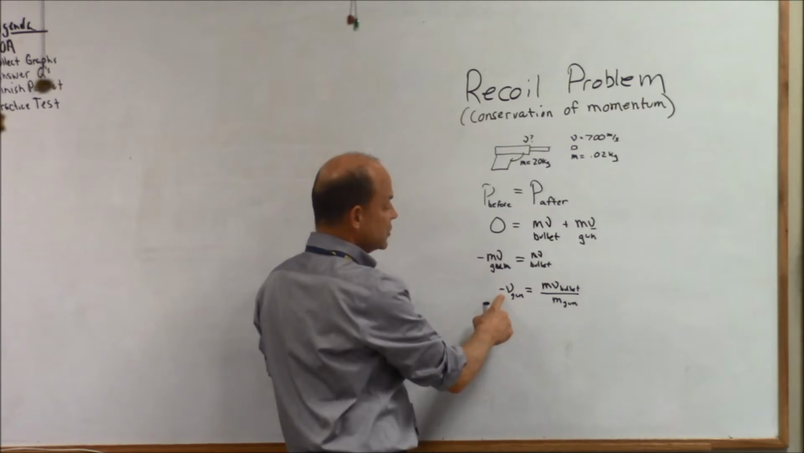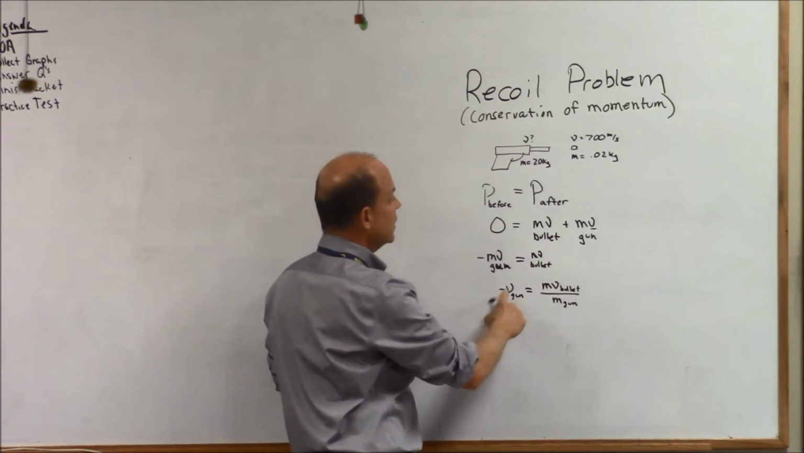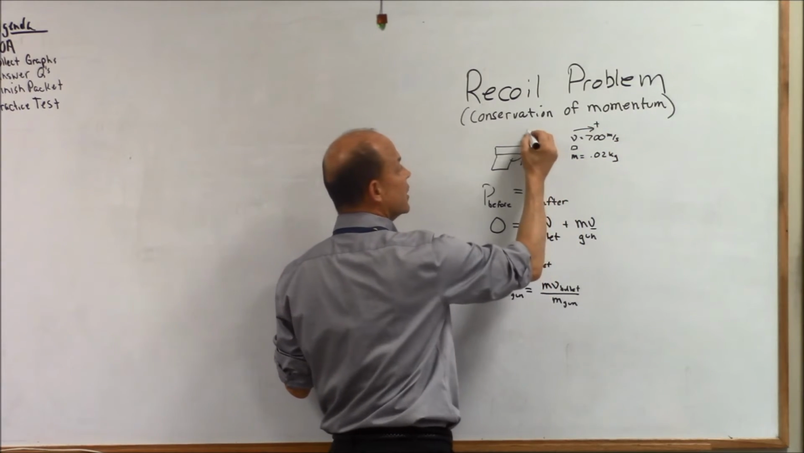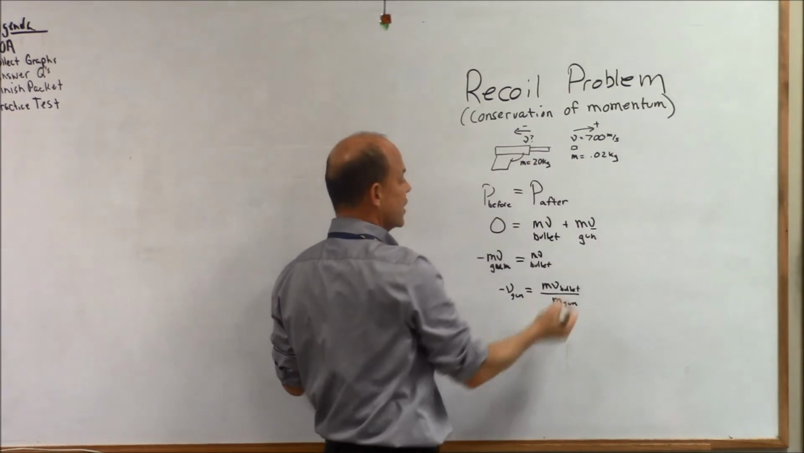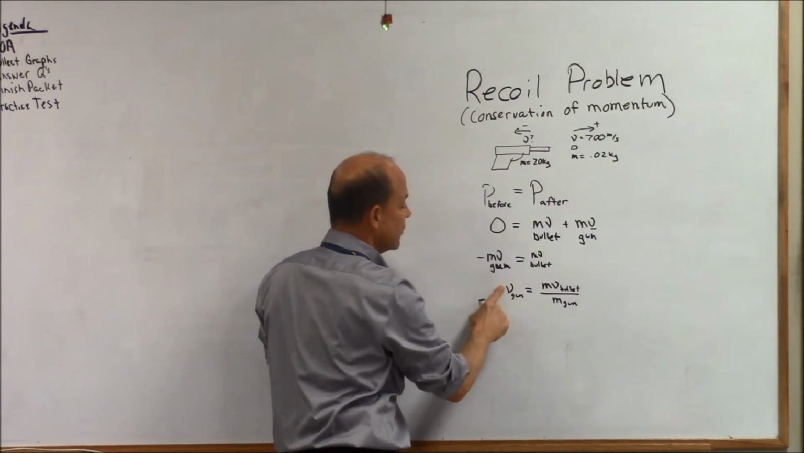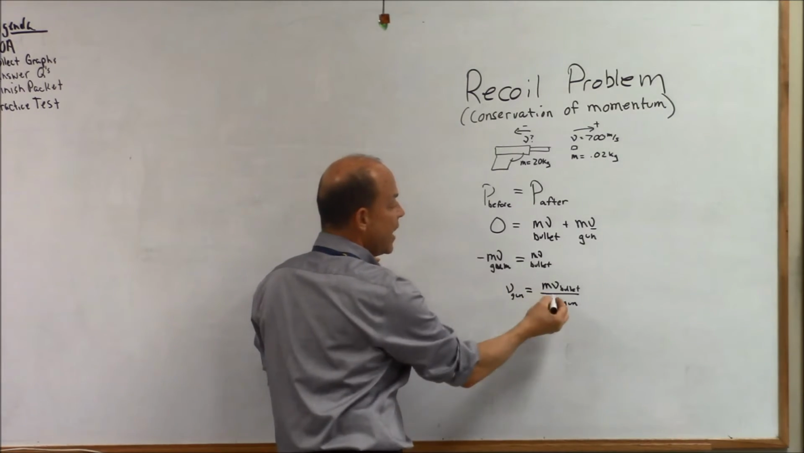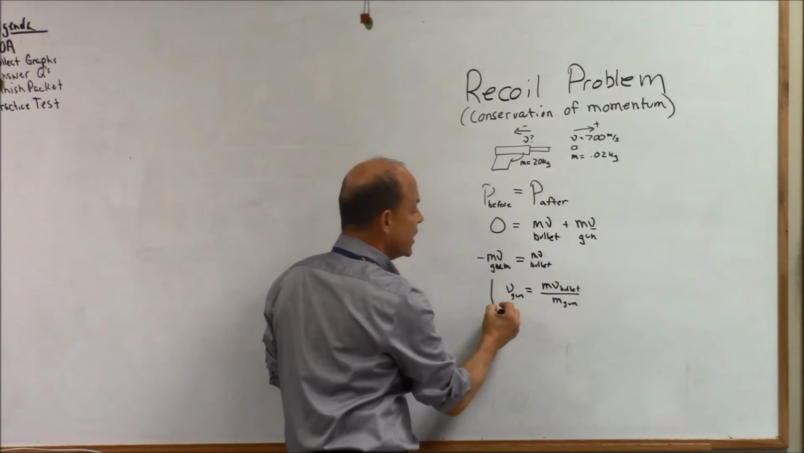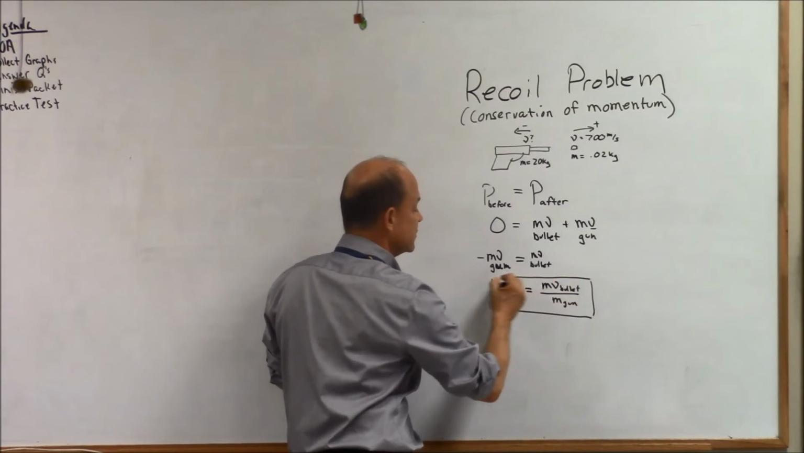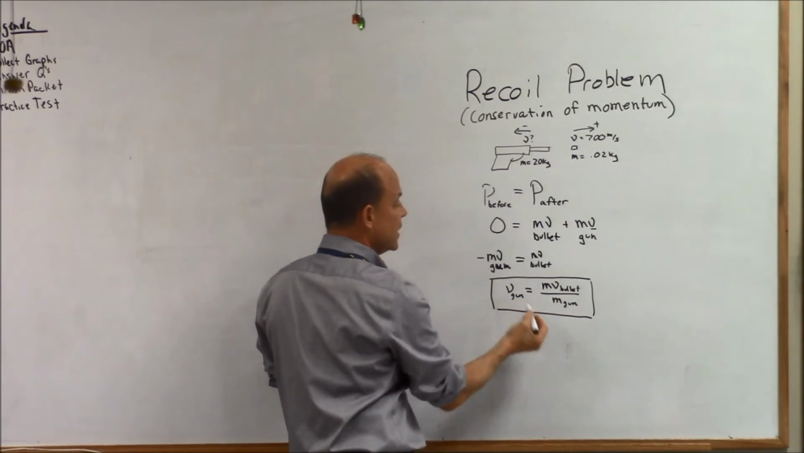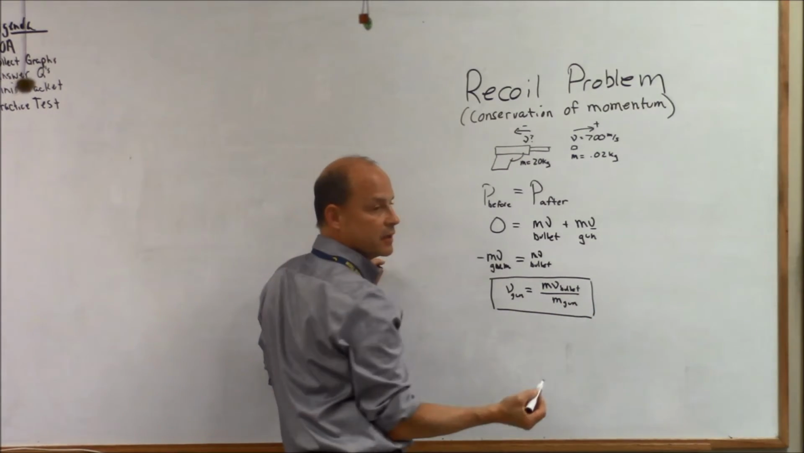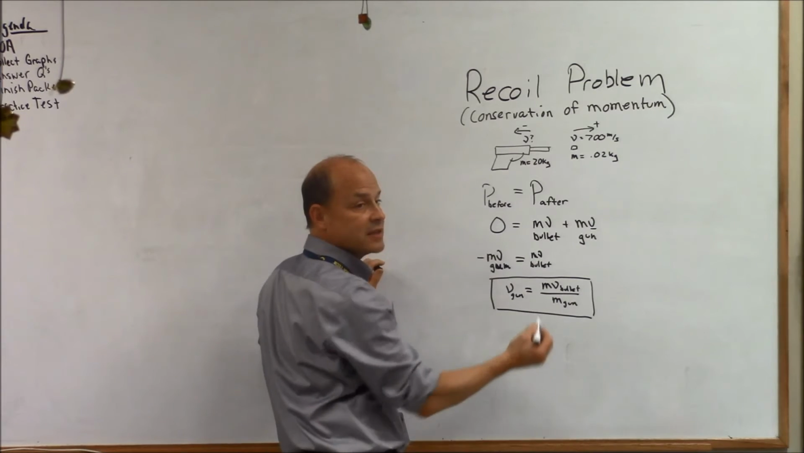This negative sign is going to go away because the bullet is going this way in a positive direction, but the gun is going this way in a negative direction. So a negative times a negative is a positive, right? So now, here's our equation for the velocity of the gun. This is what I would like for you to have in your notes. So v gun is equal to m v bullet divided by m gun.